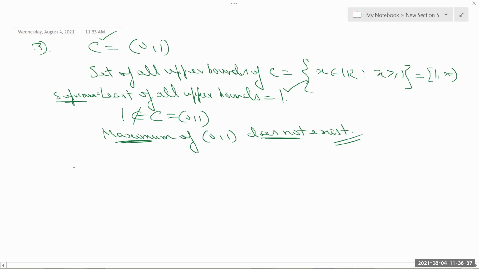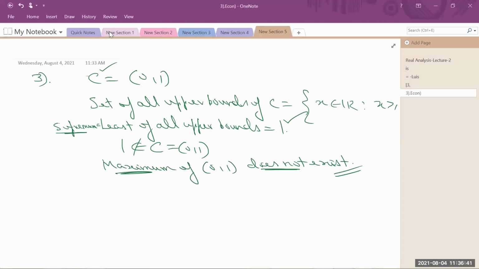Similarly, what will be the infimum of the set C? 0. And what about the minimum of the set? Does not exist. Very good.